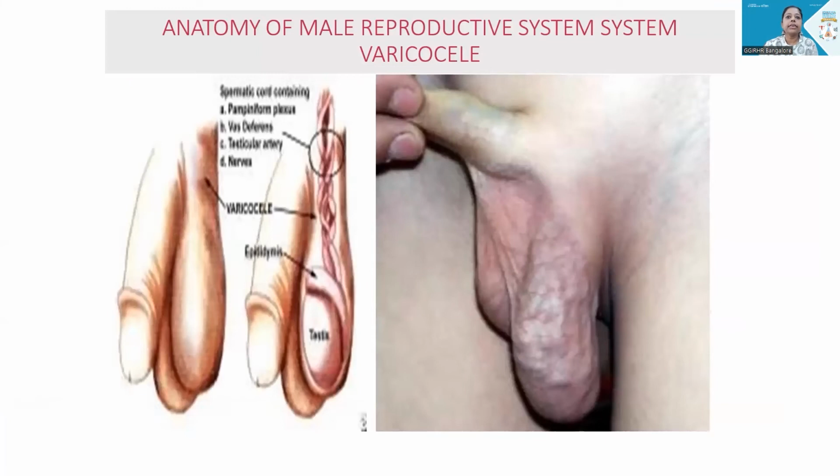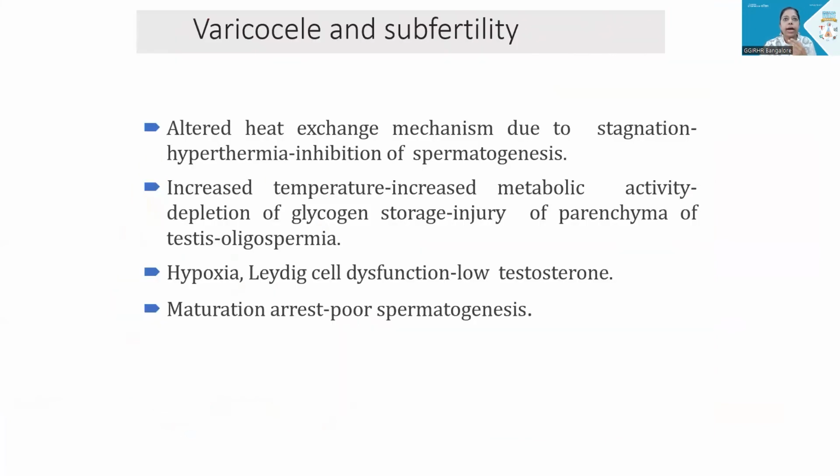This is regarding the varicosity. Varicocele and subfertility is a huge topic, but in brief, altered heat exchange mechanism due to stagnation, hyperthermia, can inhibit spermatogenesis. Increased temperature and increased metabolic activity deplete the glycogen storage and injure the parenchyma, leading to oligospermia. Hypoxia and Leydig cell dysfunction can lead to low androgen synthesis and maturation arrest, which can lead to poor spermatogenesis.